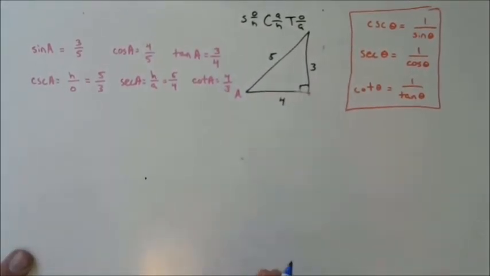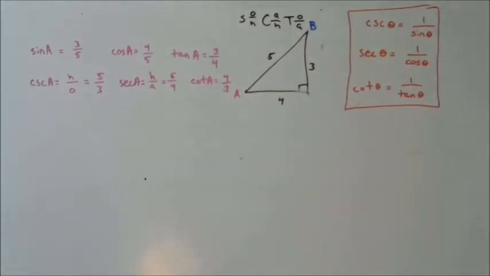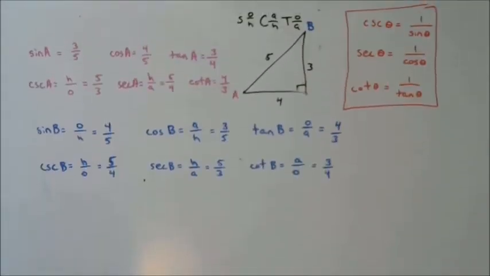Go ahead and get all 6 trig ratios for angle B by yourself. Pause the video, and then come and check back, see how you did. And there you have your 6 trigonometric ratios for angle B in this 3, 4, 5 triangle.